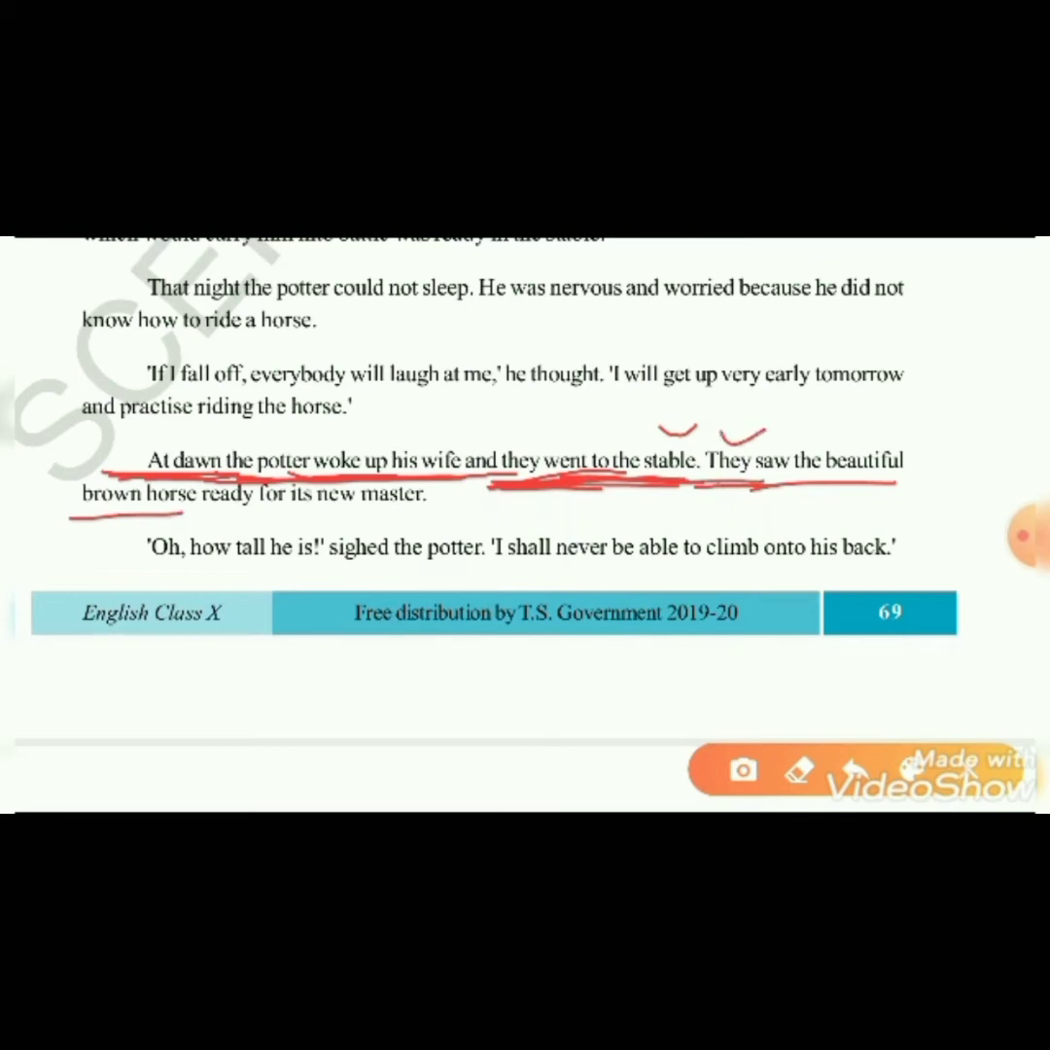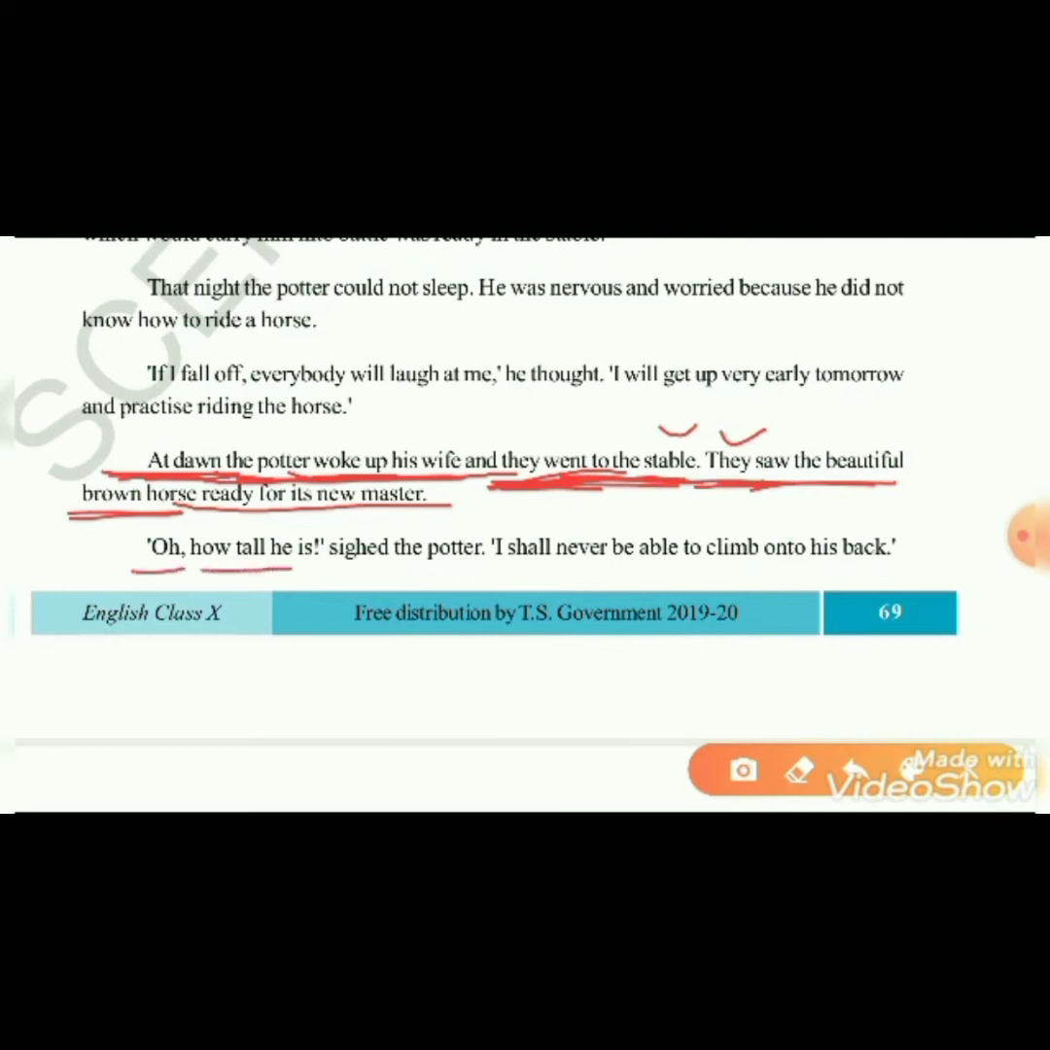How is the horse? The horse is very tall. The horse is very, very tall, very healthy, and very powerful. And he sighed, the potter. He said the horse is very tall, and he sighed, the potter.